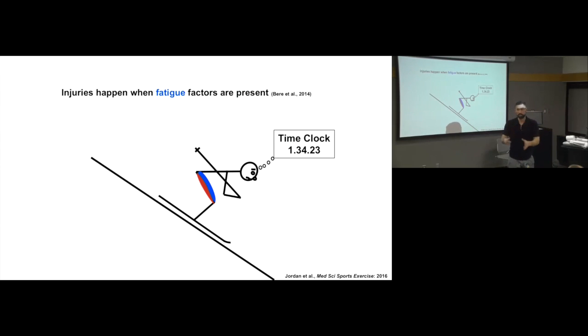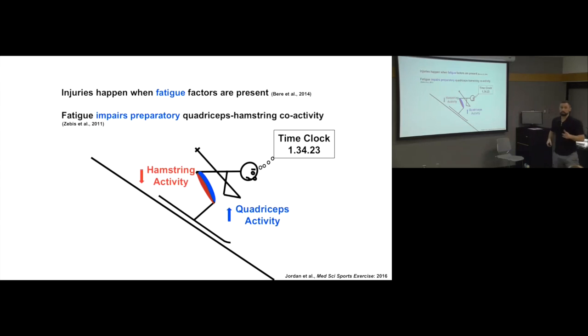And in the literature, there's also been a highlight around the importance of hamstring quadriceps coactivity, showing that this hamstring quadriceps preparatory activity can be impaired with fatigue. So that's 2 angles now, as we've got the asymmetry, and we've also got the coactivity between the hamstrings and quadriceps, in terms of potential factors that are important for a ski racer coming back from injury.